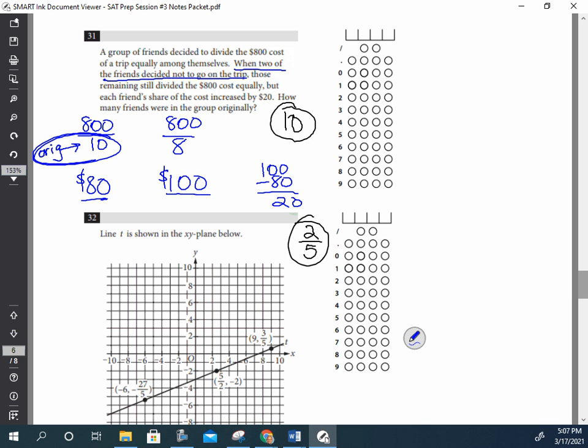Sometimes it does work out for you to use guess and check. In this case, it just so happens that I guessed 10 and got the guess dead on the nose. That's not going to happen all the time, but guess and check will definitely work out.